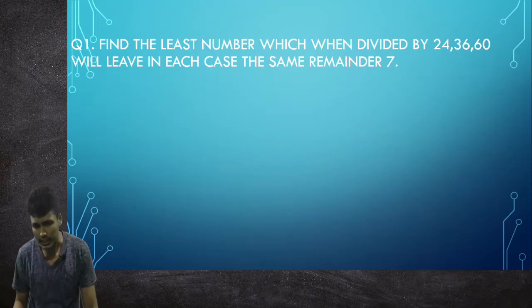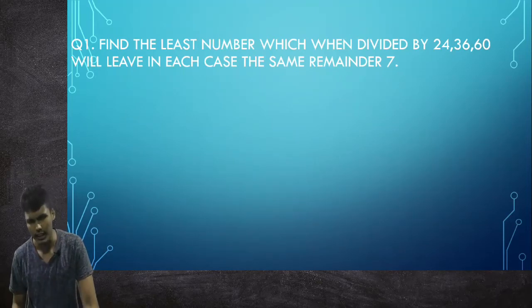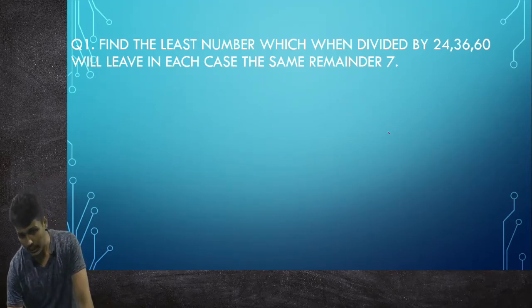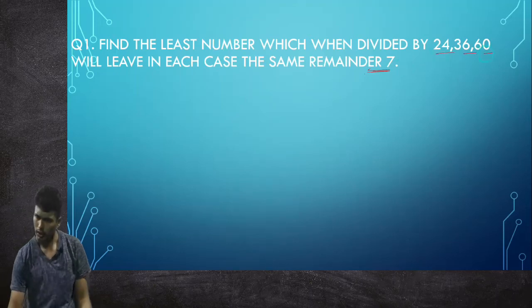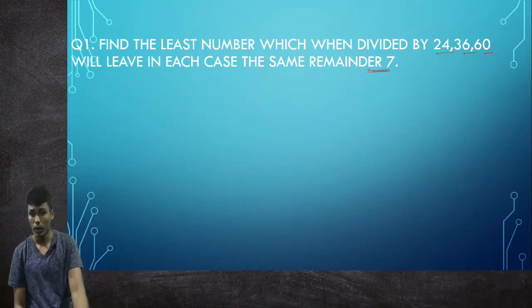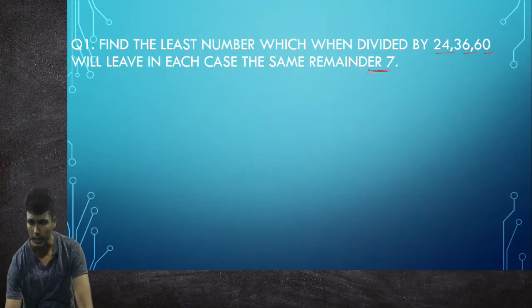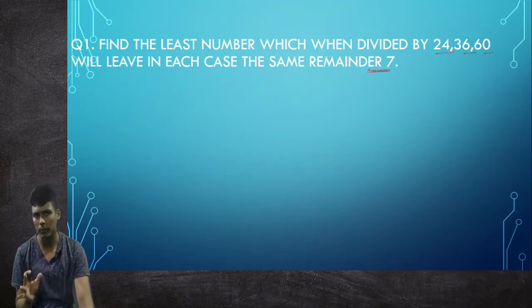Find the least number which, when divided by 24, 36 and 60, will leave in each case the remainder 7. Now look here, the question is saying that the remainder should be 7. The number must leave the remainder 7 when divided by these. So first, let's understand the concept of remainder 0. What will be the number which, when divided by 24, 36 and 60, leaves remainder 0? Let us understand that number first.